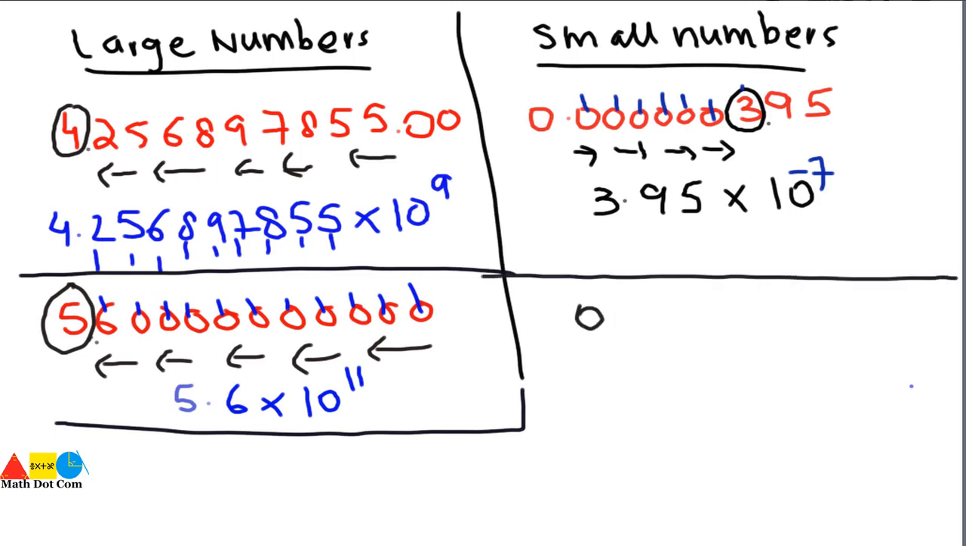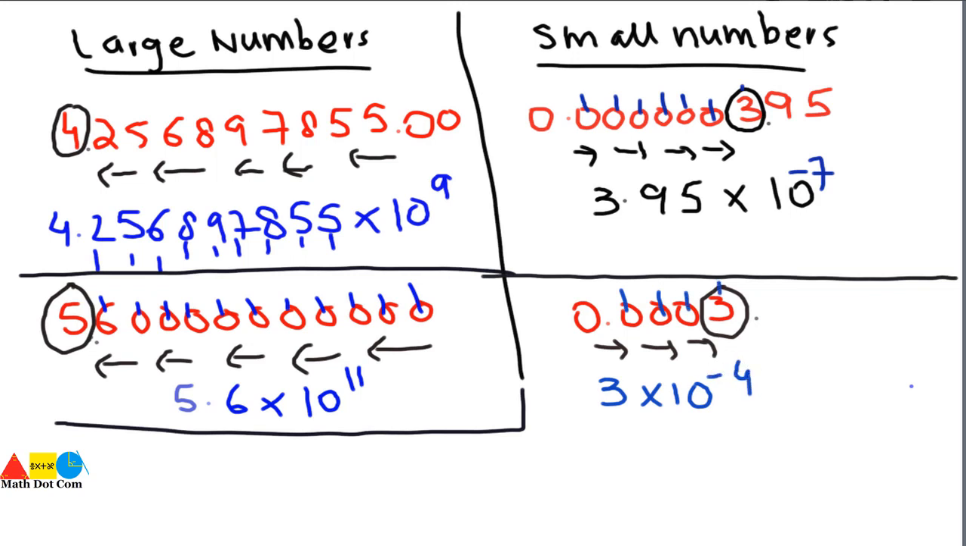One more example. Let's see how you can do this. We'll move towards the right. We have got this digit and we have to place the point after that. Then you can write it as 3.0. You may also not write the 0, you can also write just 3 here. So 3 into 10 raised to power, how many digits we have moved? 1, 2, 3, 4. 10 raised to power minus 4. So this is the scientific notation form of the given number.